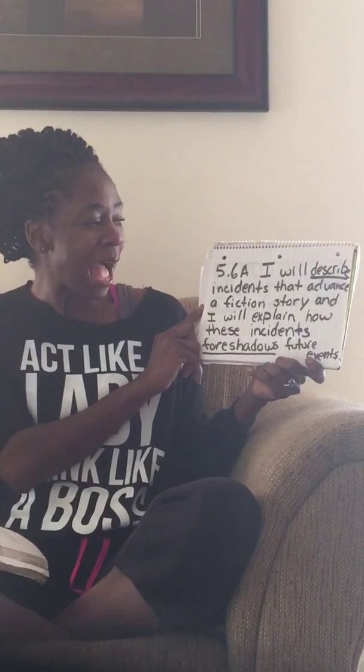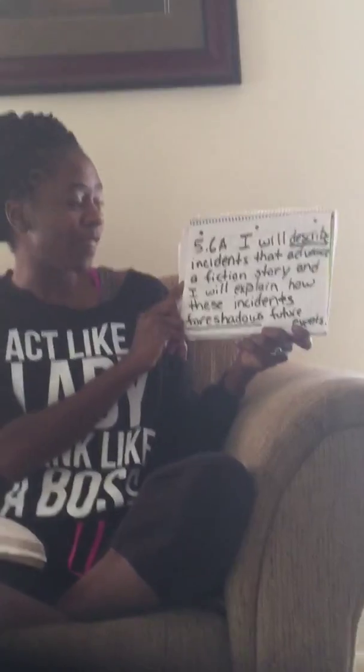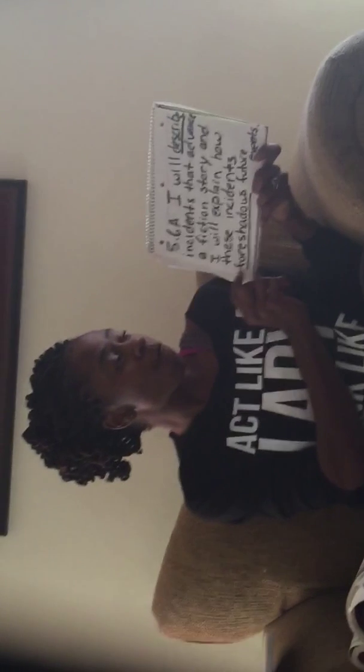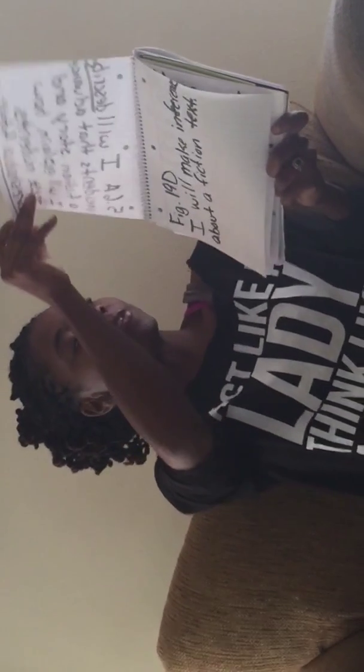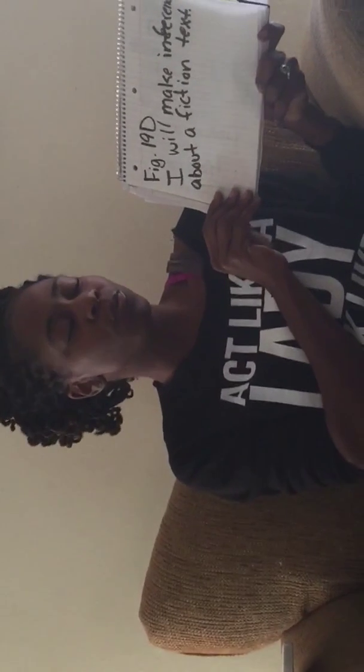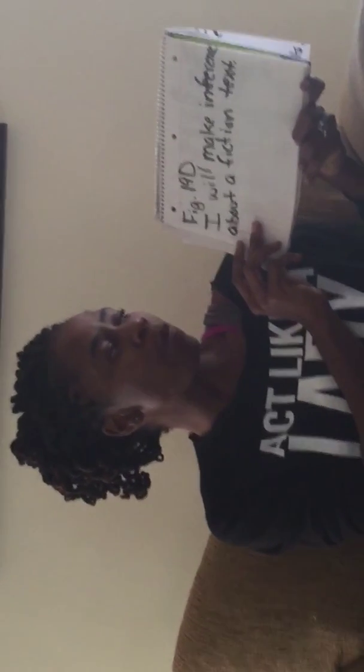All right, our objectives for this week. 5.68: I will describe incidents that advance a fiction story, and I will explain how these incidents foreshadow future events. That's the first objective that we'll be covering. And then we'll do the all too familiar figure 19D: I will make inferences about a fiction text.